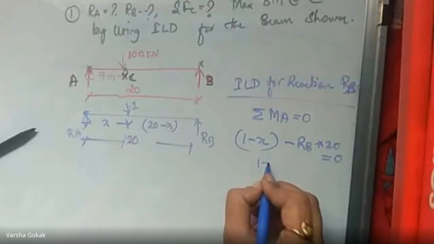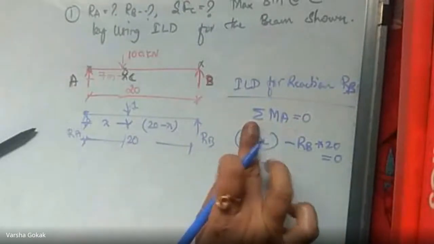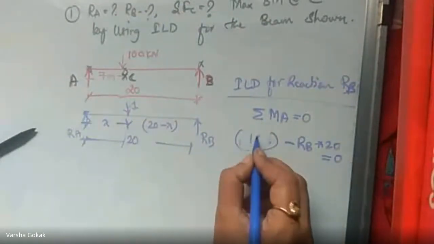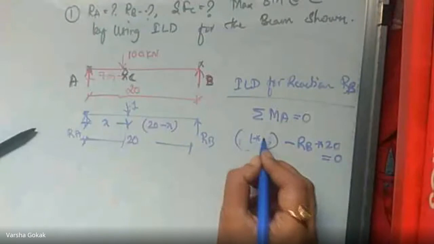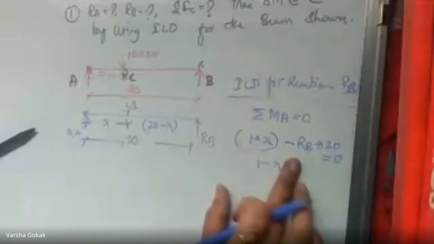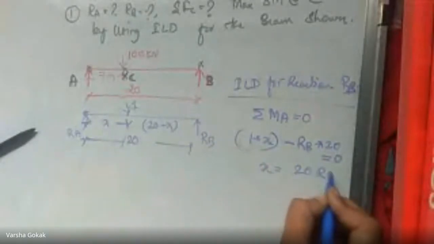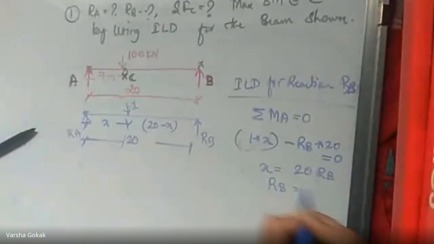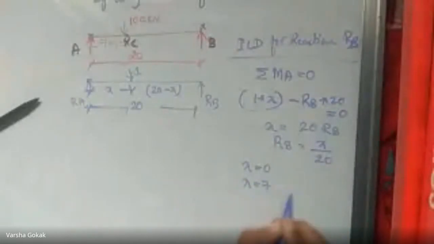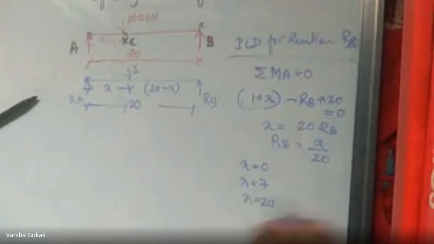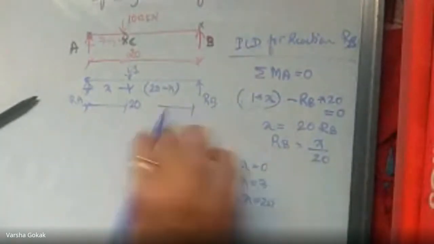So what I wrote? 1 into x, sorry, 1 into x minus RB into 20 equal to 0. So x is equal to 20 times RB, or RB is what? x divided by 20. Correct? Now for this also, I will write at x equal to 0, at x equal to 7, and at x equal to 20. I have to get the 3 values. So start writing.